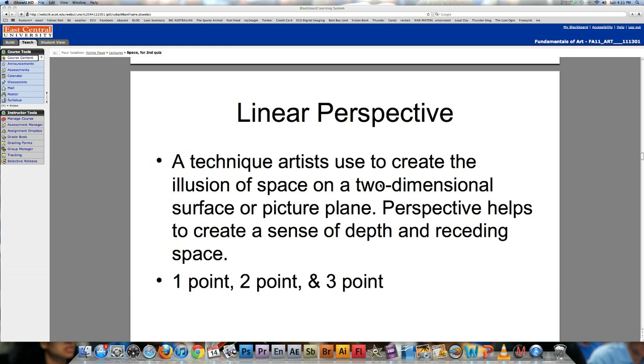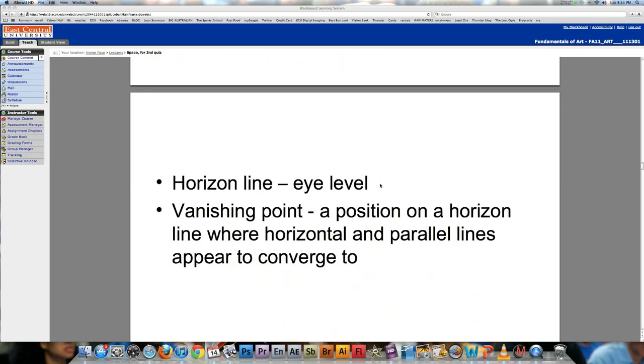Linear perspective. It's a device used to create the illusion of space on a two-dimensional picture plane. There are three main types of linear perspective: 1 point, 2 point, and 3 point. All of them deal with something called the horizon line. Now, the important thing to remember about the phrase horizon line is it doesn't necessarily refer to the horizon.